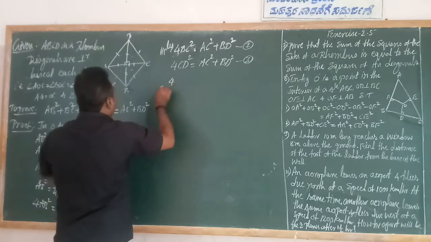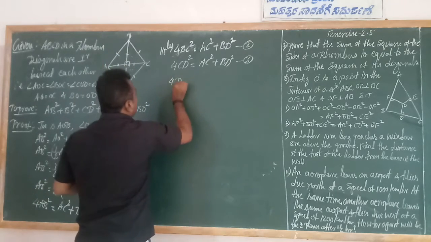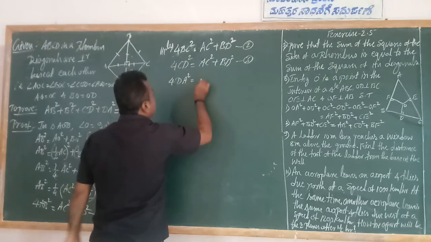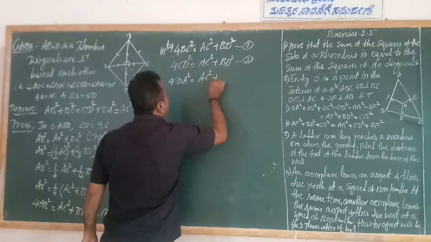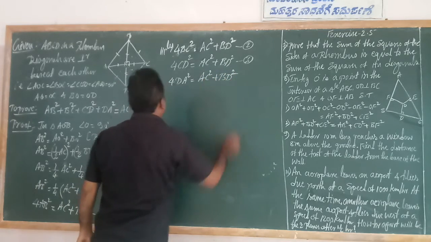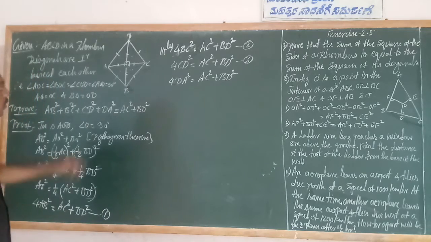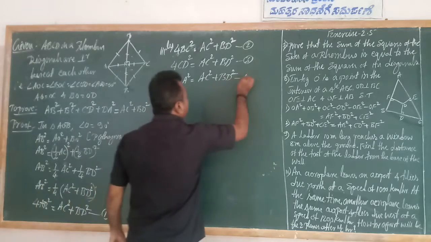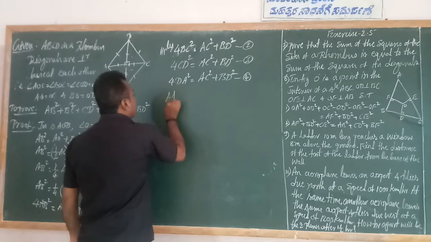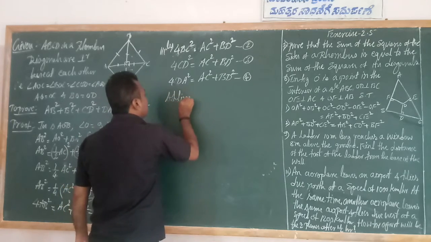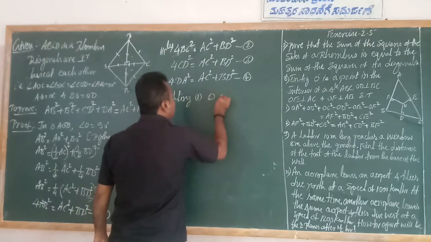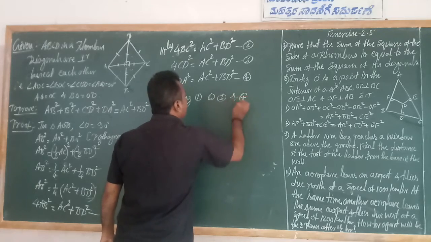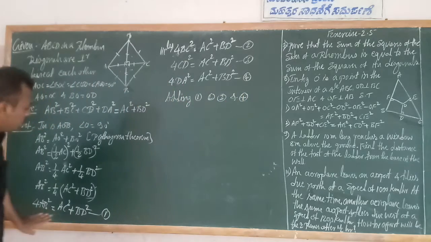Like that, 4DA square is equal to AC square plus BD square. Okay, so now call it number 4. Adding 1, 2, 3 and 4. These equations you should add.